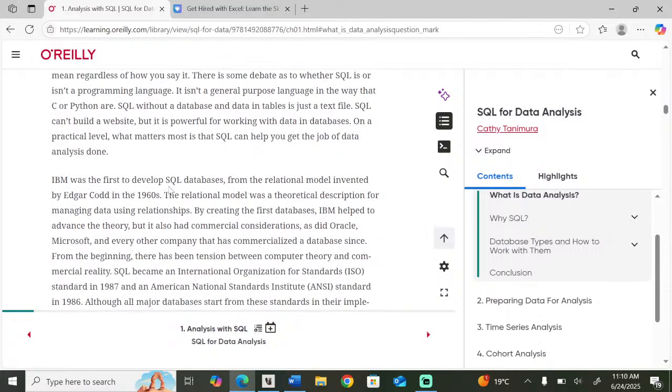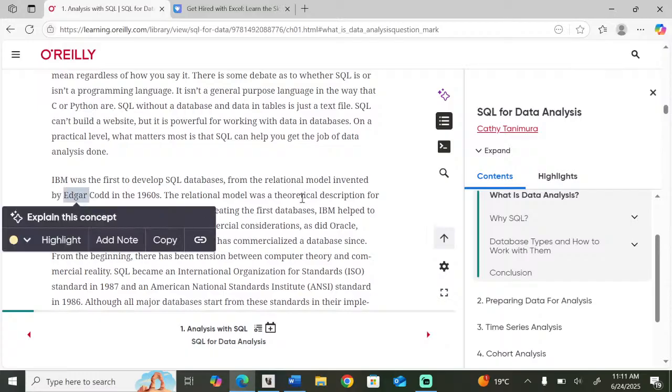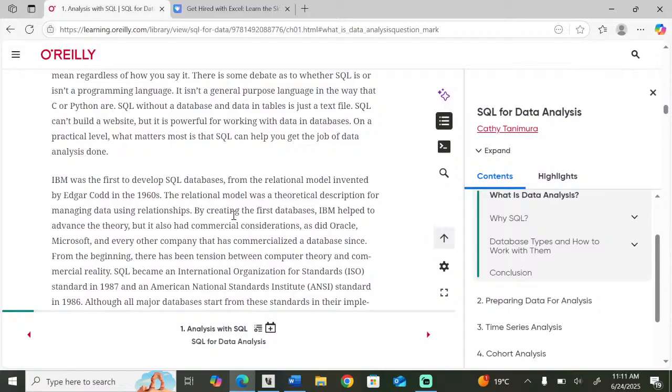IBM was the first to develop a SQL database, from the relational model invented in 1960. So here we are told that SQL was invented in 1960. It's not something that started in the 20th century. It was there a long time ago. And this is the guy who invented it, Edgar. That's how we pronounce his name.